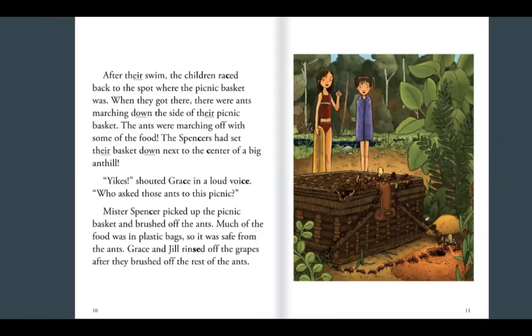After their swim, the children raced back to the spot where their picnic basket was. When they got there, there were ants marching down the side of their picnic basket. Why do you think ants are marching on their picnic basket? Ooh, let's see. The ants were marching off with some of their food. The Spencers had set their basket down next to the center of a big anthill.